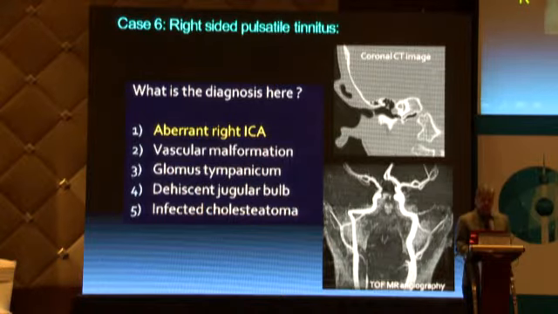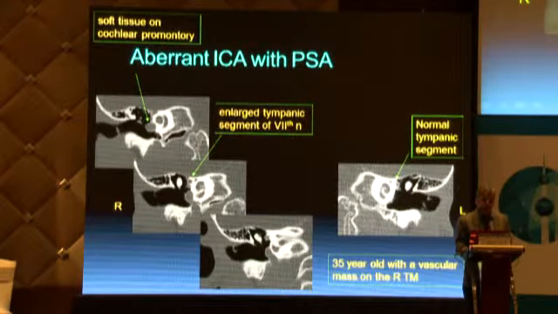And this is just to show you that the aberrant right ICA can be associated with a persistent stapedial artery, which sometimes looks like an enlarged tympanic segment of the seventh nerve. And this is the normal side of the cochlea. You can see there should be no soft tissue over the cochlear promontory.